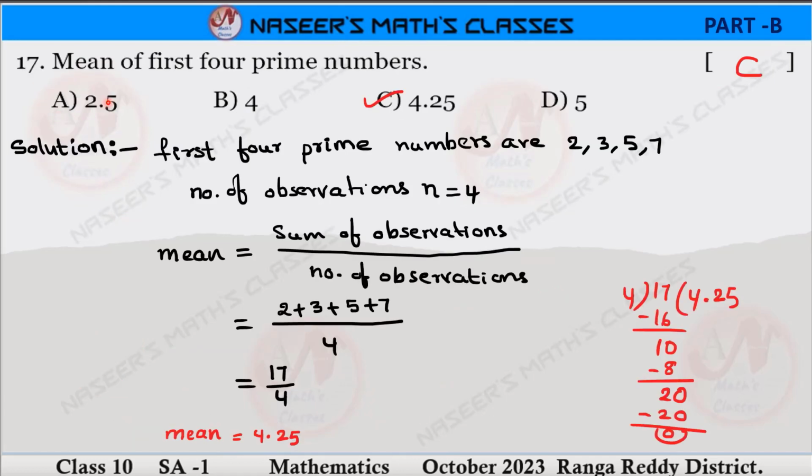17th one, mean of first 4 prime numbers. First 4 prime numbers are 2, 3, 5, 7. Number of observations n is equal to 4. We already know that mean is equal to sum of the observations by number of observations. So 2 plus 3 plus 5 plus 7 by 4. So by adding this we get 17, in denominator we get 4. So by dividing 17 by 4 we get 4.25. Therefore mean is equal to 4.25. Option C is the correct one.